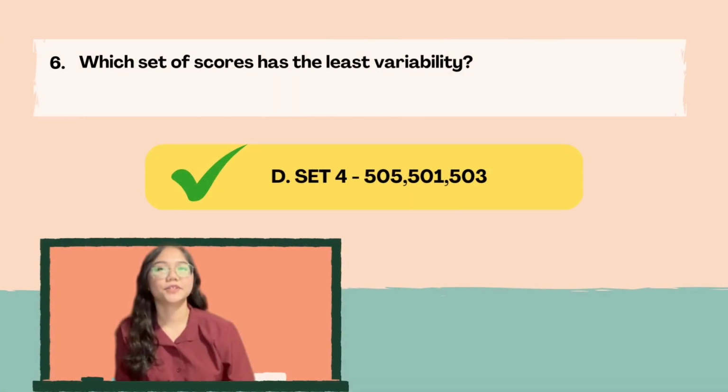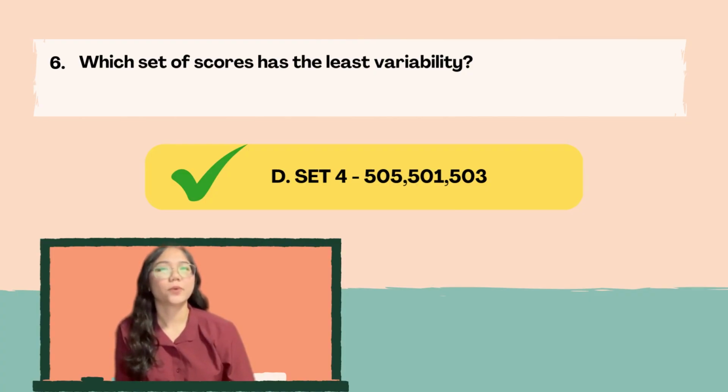The correct answer is D, set 4. Variability tells us how spread out or different the data values are from each other. If the numbers are close together, it means there is low variability. If the numbers are far apart, it means there is high variability. Range is the simplest way to measure variability because it shows us how far the data stretch from the smallest value to the largest value. The formula is highest value minus lowest value, then you get the range.